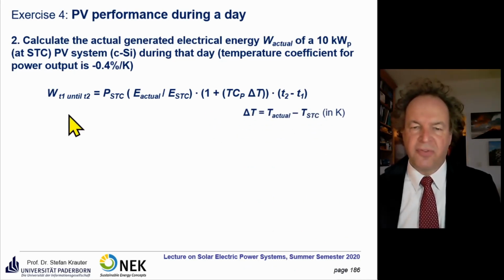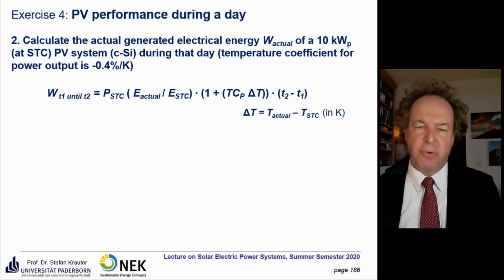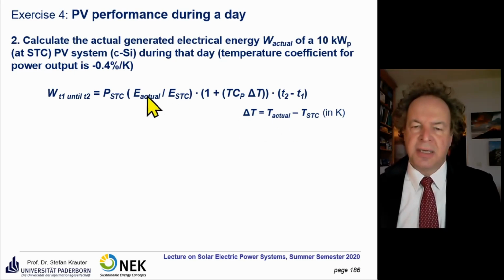So first we have the formula here. This is the energy being generated from time point 1 to time point 2. For us, this would be from sunrise to sunset. This is the power under standard test conditions. Here it is 10 kilowatt. Then the adjusted irradiance, the actual irradiance divided by the irradiance under standard test conditions. As you know, that's 1000 watt per square meter.